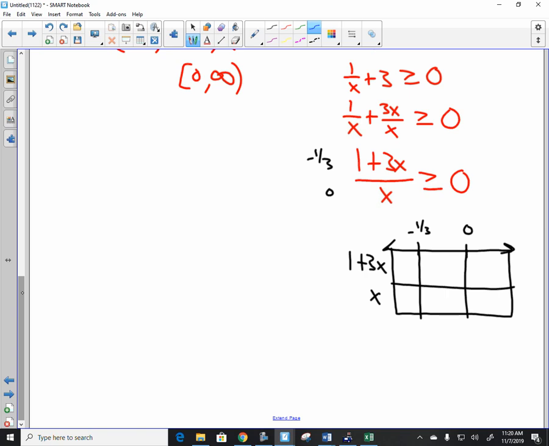I'll try plugging in negative 1, and when I do, I get a negative. I'll try plugging in negative 0.1, and when I do, I get a positive and a negative. I'll try plugging in positive 1, I get a positive and a positive. Positive, negative, positive. The question is, where is it greater than or equal to 0? Wherever it's positive. So from negative infinity to negative 1/3, bracket, union with parenthesis 0 to infinity. Because remember, we can't have the 0 in the denominator.